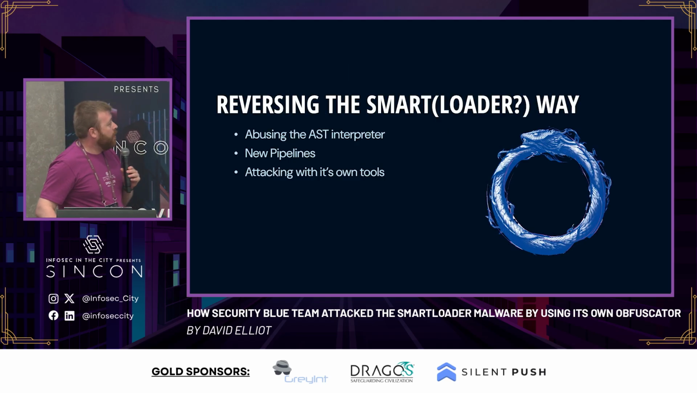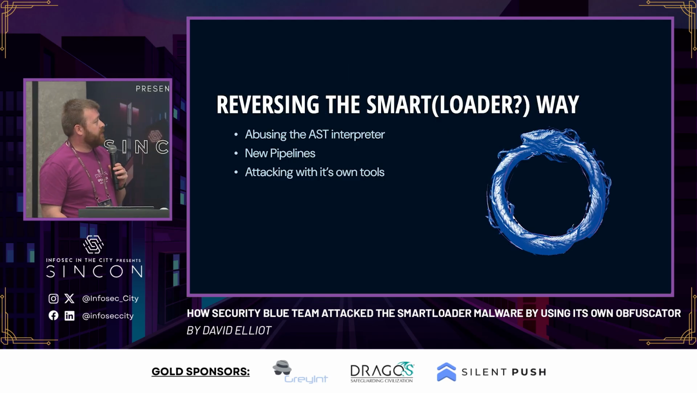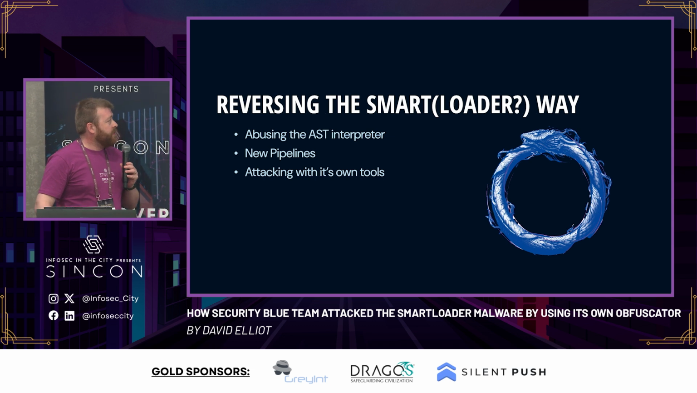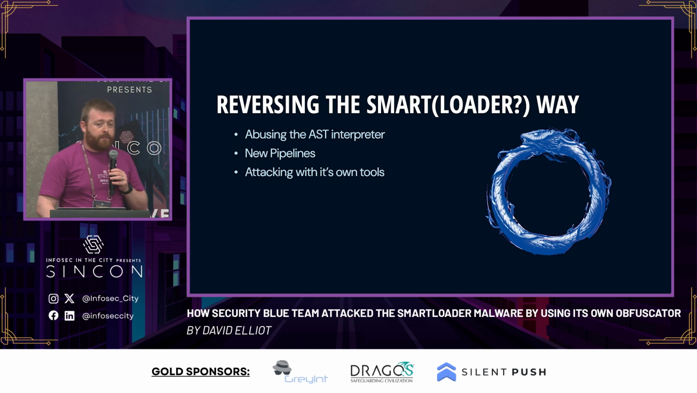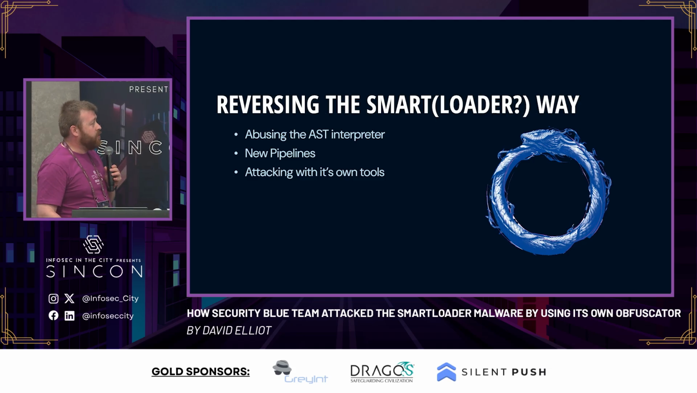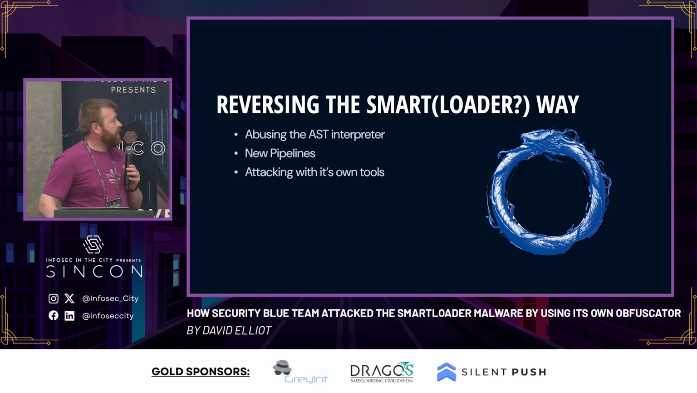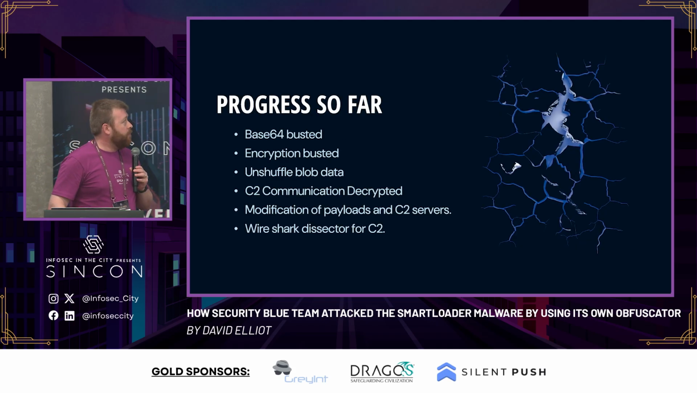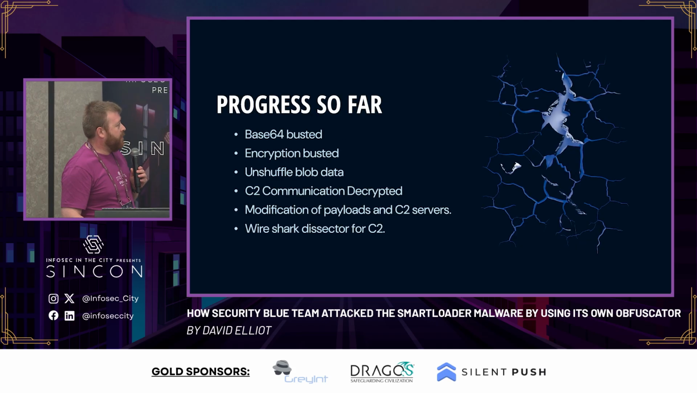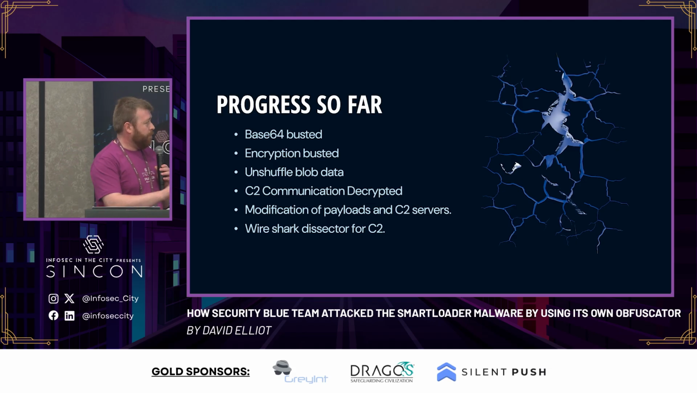So we had to find a way of reversing that the SmartLoader way. So what we did was we took the AST interpreter from SmartLoader itself, and we developed new pipelines in order to undo each individual obfuscation step within the code. So progress so far, we've got base64 undone, very easy. The encryption, so we managed to find individual constants within the obfuscated code, and are able to decrypt it and spit back the original. We can unshuffle all the blob data.